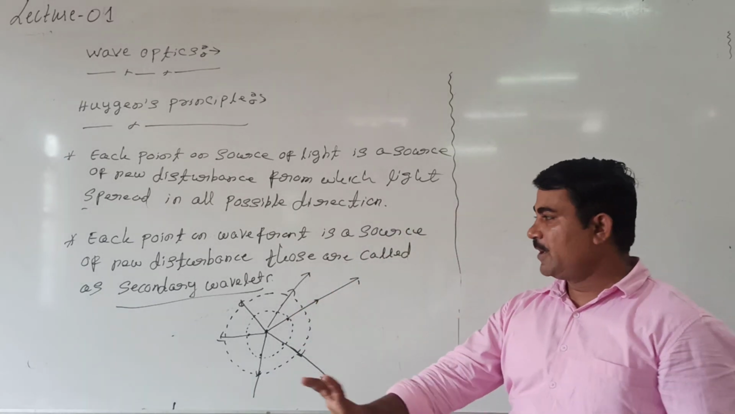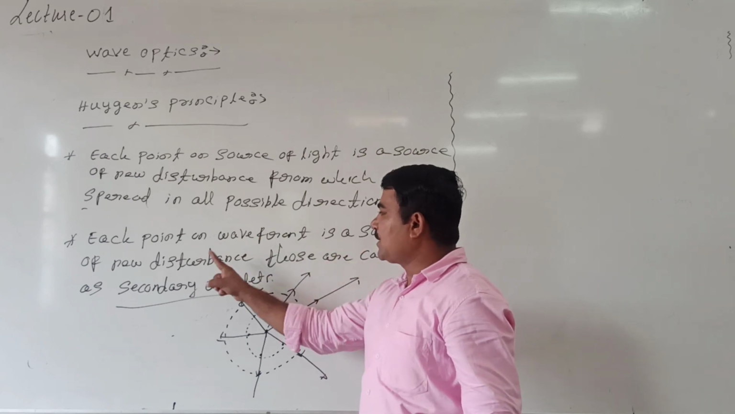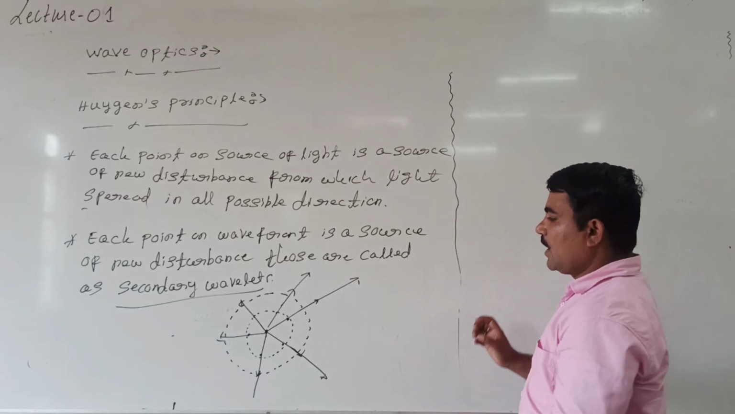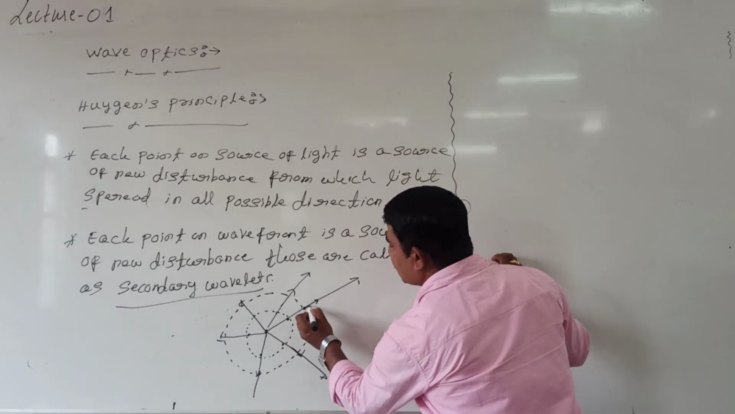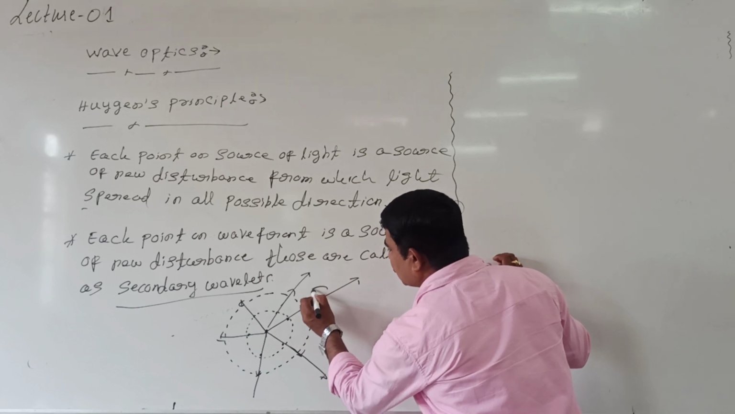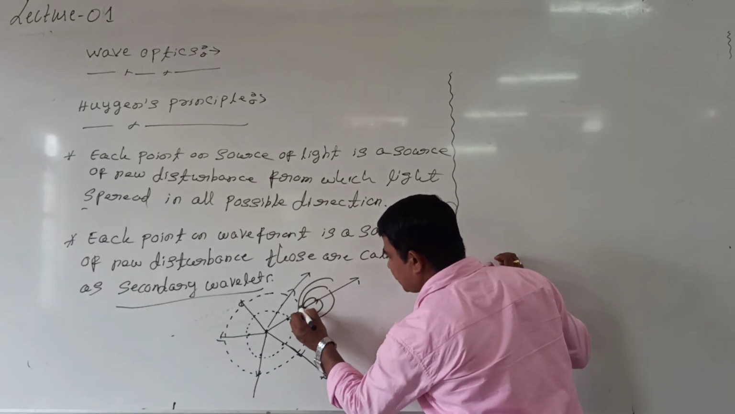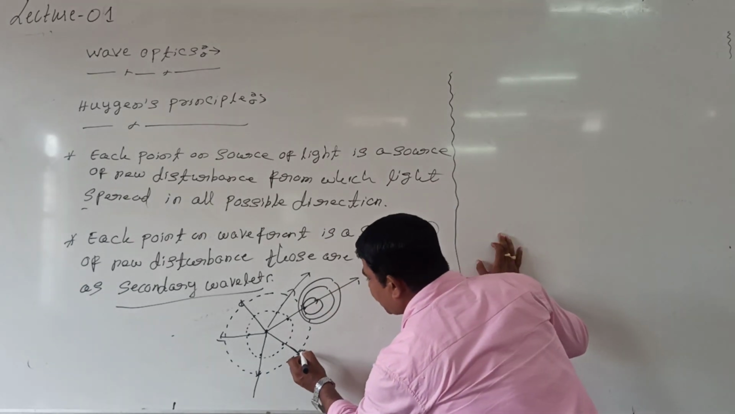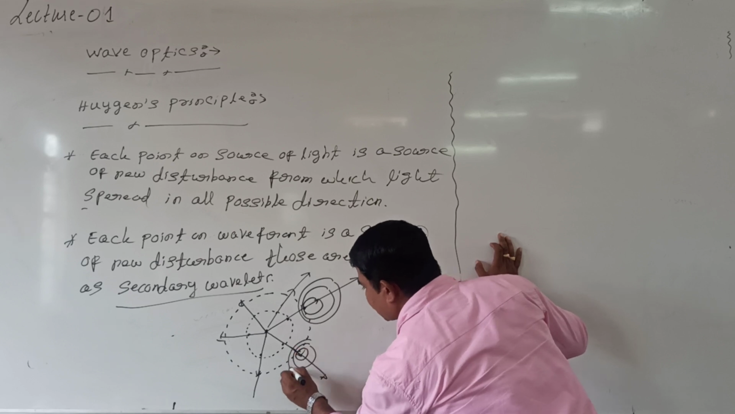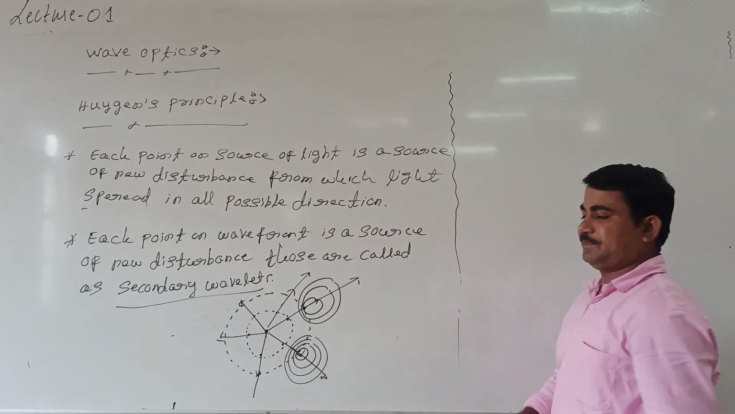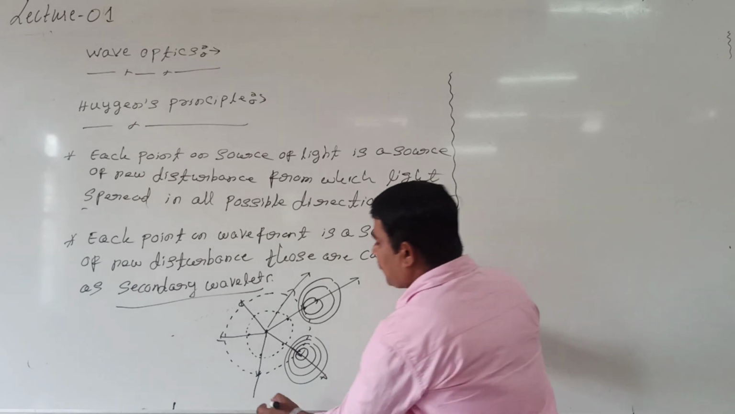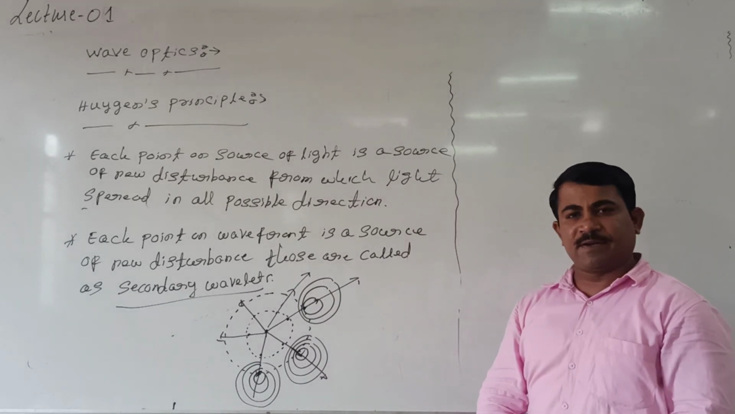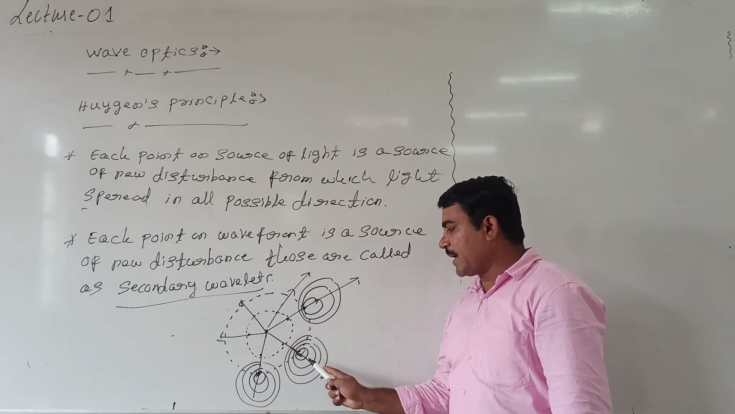What is the second point? Each point on the wavefront is a source of new disturbance. Those are called secondary wavelets. Simply, each point on the wavefront is a source of new disturbance called secondary wavelets. In this case, this becomes the primary wavelet and this becomes the secondary wavelet.